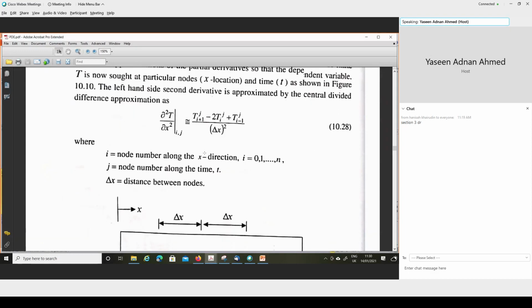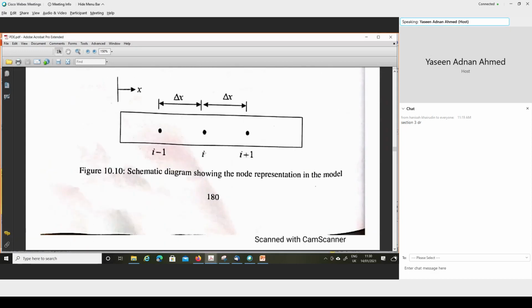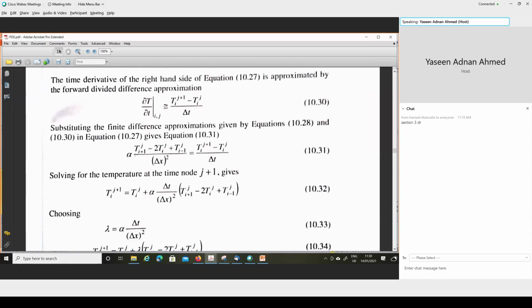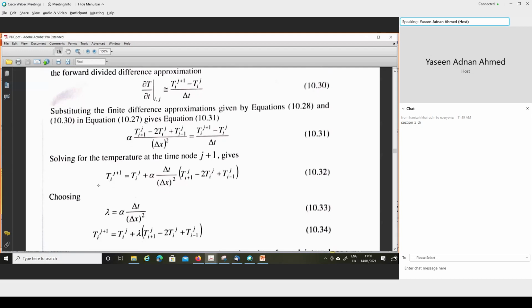Okay, so you have these two expressions. So you put the values there, and in this case it is like this. So alpha, this one is equal to this. And to remember, I'm sorry, when you want to derive the explicit information, you have to express the formula in this way: T i, j plus 1. It means your future value is depending on your current value.